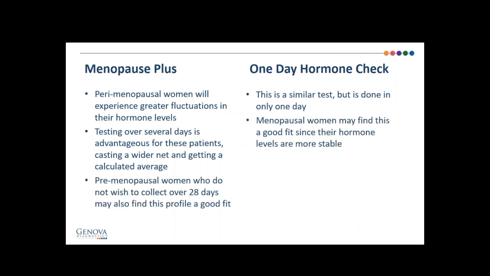Now, for premenopausal women who do not wish to collect over 28 days, they may also find the menopause plus a better fit in that at least they're getting an average over several days. But still, I would emphasize that if you have a premenopausal woman and you want to really get a feeling for their progesterone, estradiol, testosterone, that the rhythm test is really going to give you better information. Both tests allow for the HPA axis with melatonin and adrenal cortex stress profile.